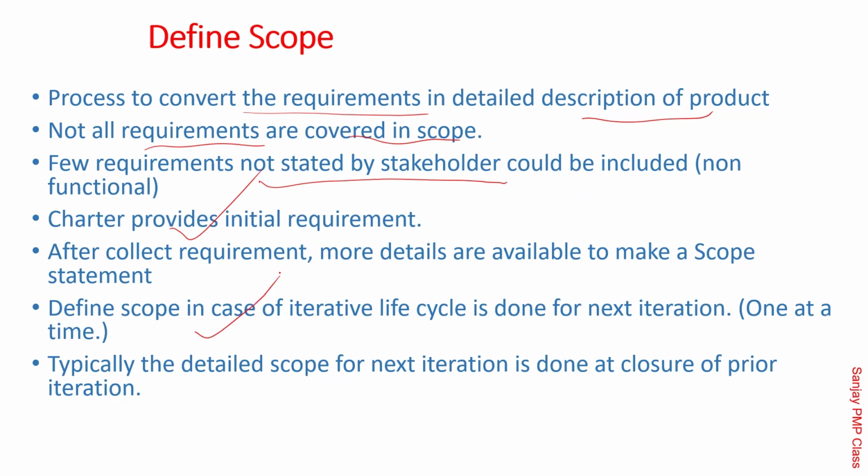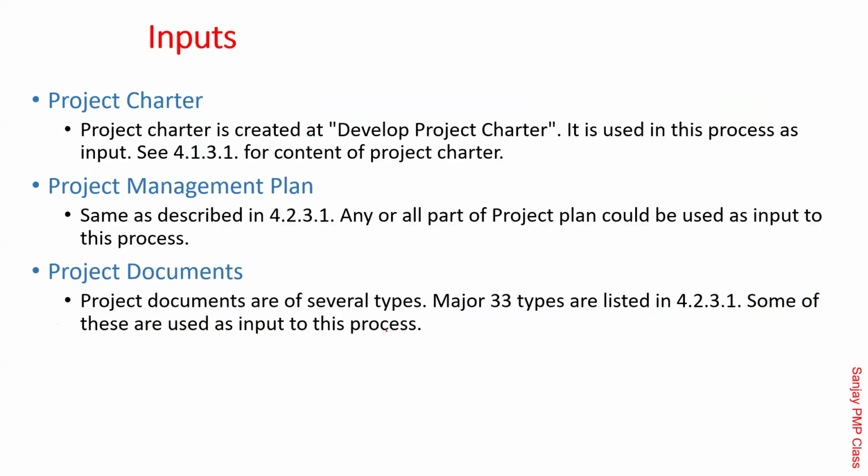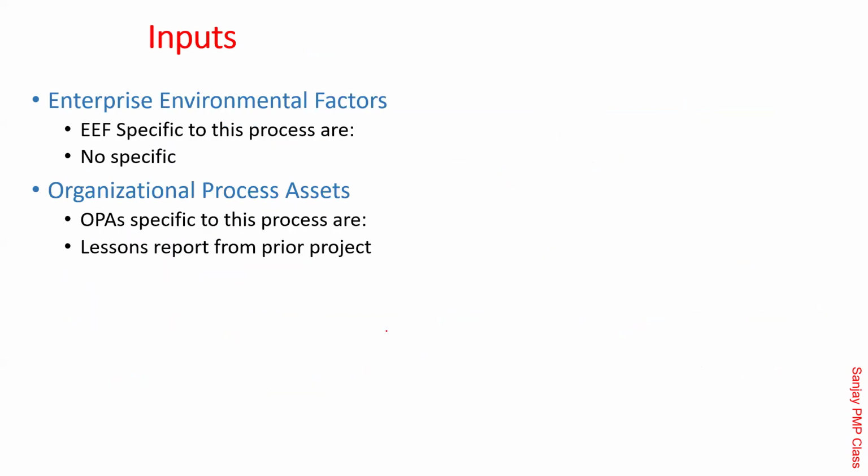In case of an iterative life cycle, which means, Pawan, as you are saying, agile, it is done for the next iteration, one at a time. You don't freeze the scope for sprint backlog 1, 2, 3, you do it only one at a time. Typically the detailed scope of the next iteration is done at the closure of the prior iteration. Inputs are well known, all those things we know pretty well.